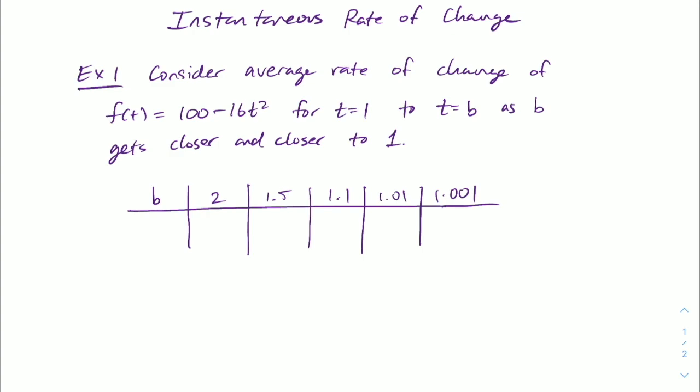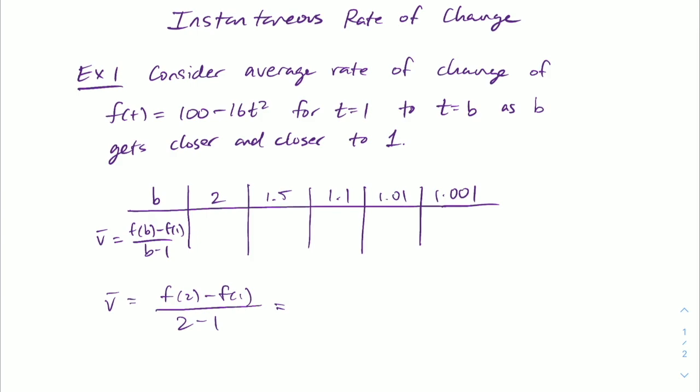And then what we're going to do is compute the average rate of change. The average rate of change in a position versus time context is the average velocity, v bar. It's going to be f of b minus f of 1 over b minus 1. Now we're going to do this computation for b is 2, b is 1.5, b is 1.1, etc. I'll do the first calculation just to show you how this works, and then I'll leave the rest of the computations for you to do on your own.